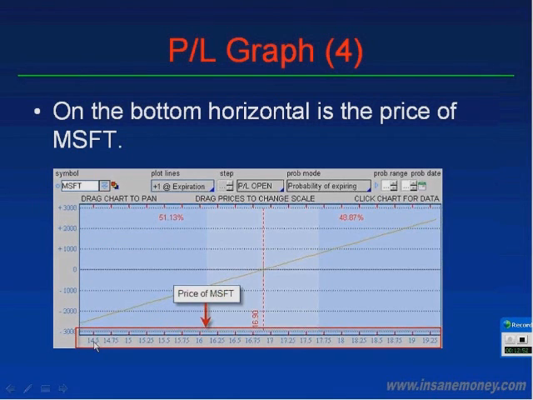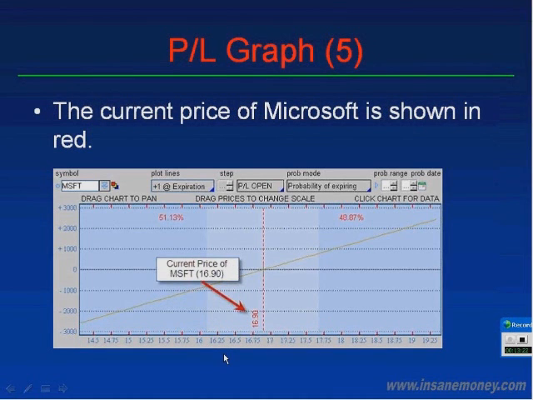The price of Microsoft is demonstrated on the bottom horizontal line. You can see it goes from $14.50 right here all the way up to $19.25. And this particular profit and loss graph is snapshotted out of Thinkorswim, which is the broker that most of us use, and allows you to do these kinds of things. So we'll continue forward on breaking this down.